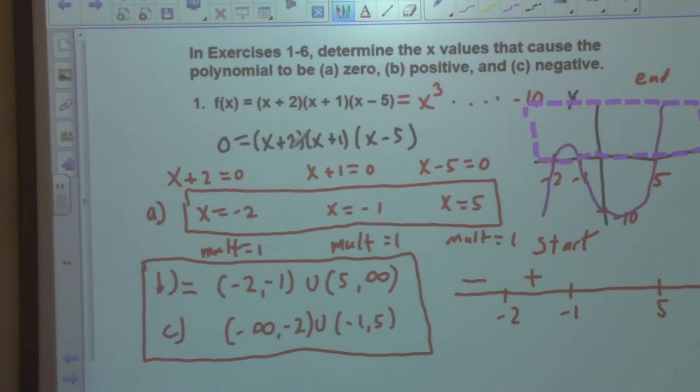And then between negative 1 and 5, you can pick 0. What you'd have is positive times a negative, or negative. And finally, greater than 5, you'd have positive times positive times positive. So that's what's called using a sign chart. And you can use a sign chart without actually having to graph the function and still figure out what's going on. Does that make sense to you?